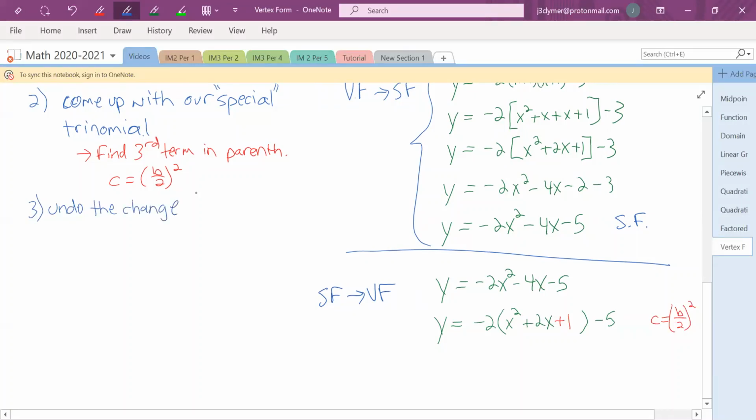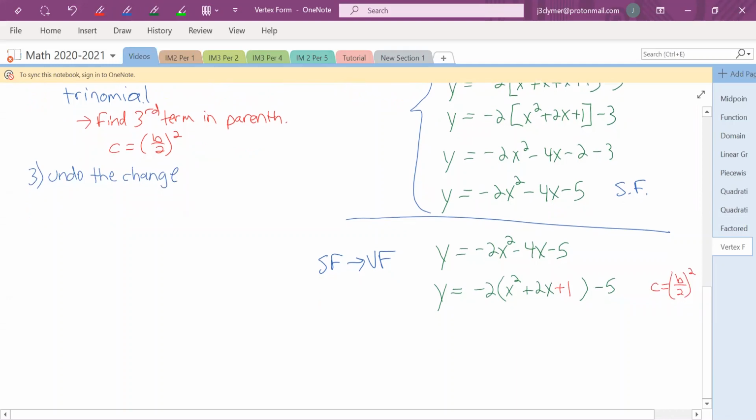Okay, so how do I undo the change? Well, a lot of times in algebra, what we do is whatever we do to the right side, we do to the left. So if I added something to the right side, I add it to the left. That's one way to undo the change. Another way to undo the change, though, is to simply do the opposite of what I did. So if I added something to this side, I could subtract it again to this side.